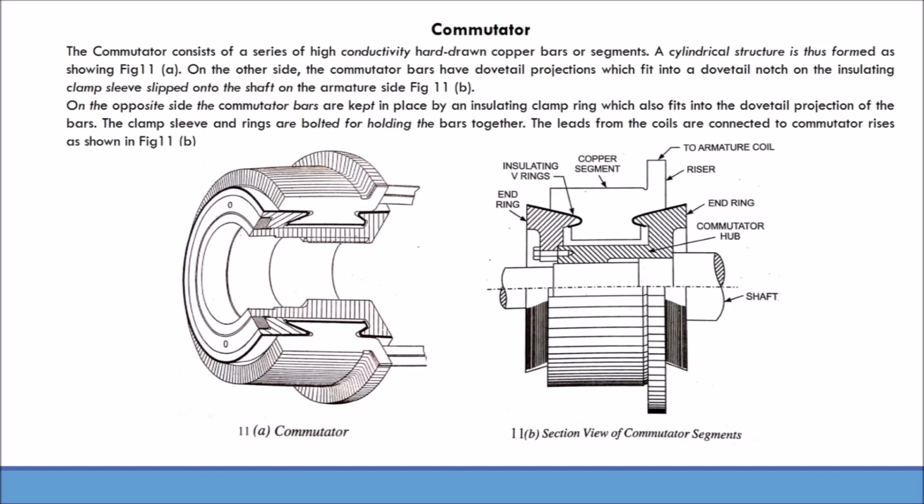The clamp sleeves and rings are bolted for holding the bars together. The leads from the coils are connected to commutator risers as shown in figure 11b.